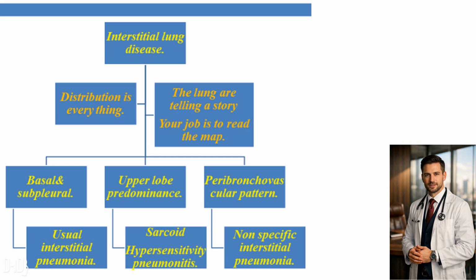Regarding interstitial lung disease, distribution in the lung is everything. The lungs are telling a story. Your job is to read the map. If interstitial lung disease is basal and subpleural, it will be usual interstitial pneumonia. And if it is in the upper lobes, it will be either sarcoid or hypersensitivity pneumonitis. Lastly, if it is in a peribronchovascular distribution, it will be non-specific interstitial pneumonia.